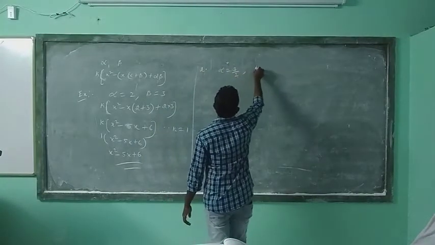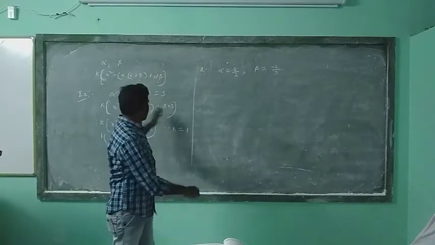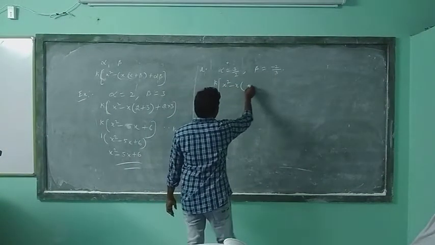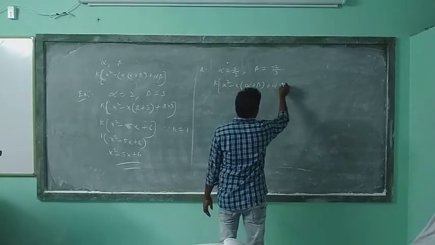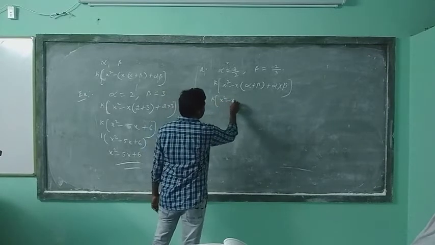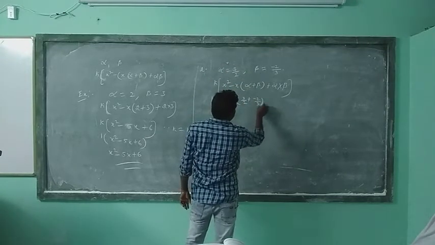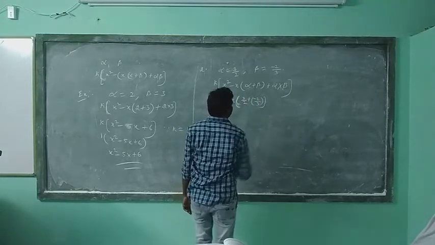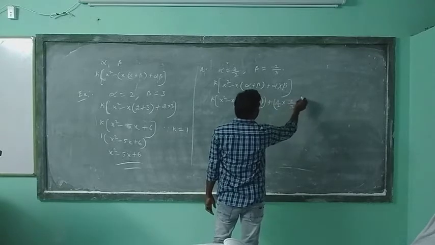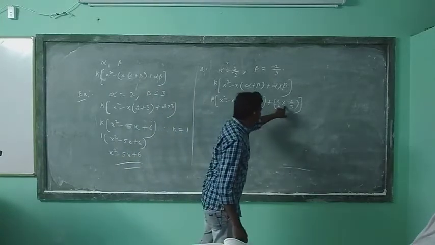Alpha equal to 3 by 2, beta equal to minus 2 by 3. Then find the quadratic polynomial, same as this. Now the formula is k into x square minus x into alpha plus beta, plus alpha into beta. Here k means constant. Here alpha value 3 by 2, plus beta value minus 2 by 3, plus alpha into beta, 3 by 2 into minus 2 by 3.